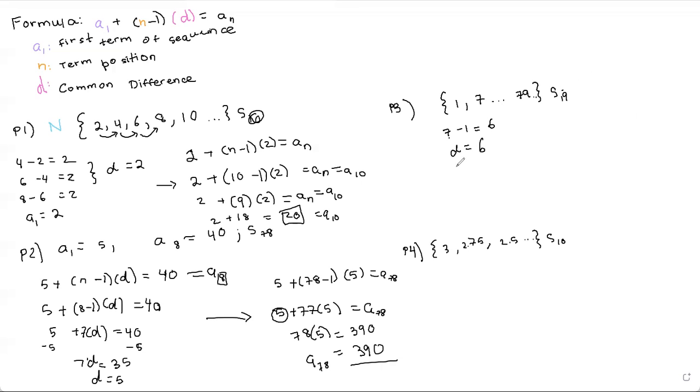So now what we're going to do is just write our explicit formula again. 1 plus, let's see, we know that our common difference is 6, so (n minus 1) times 6 is equal to an. Let's just plug in a19, so n is equal to 19, sorry. So we know that n is equal to 19.